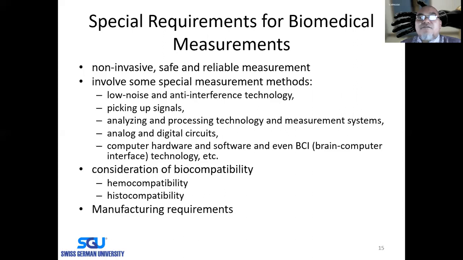So special requirements for biomedical measurements, among others, are that it has to be non-invasive, safe, and reliable measurement. It involves some special measurement methods, low noise and anti-interference technology. Why does it need this? Inside the body, there are many sources of noise. Even our own movement can be a source of noise for the sensor.